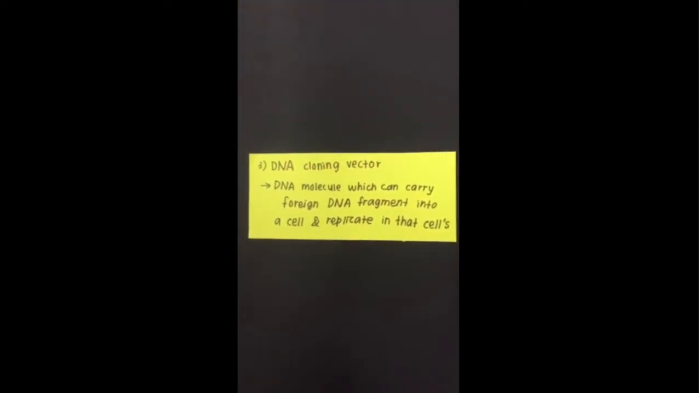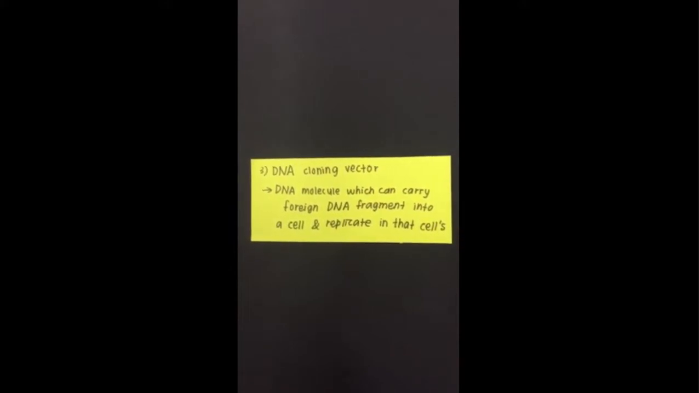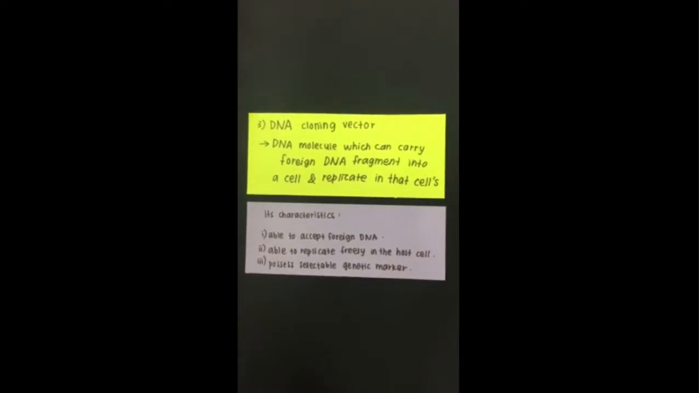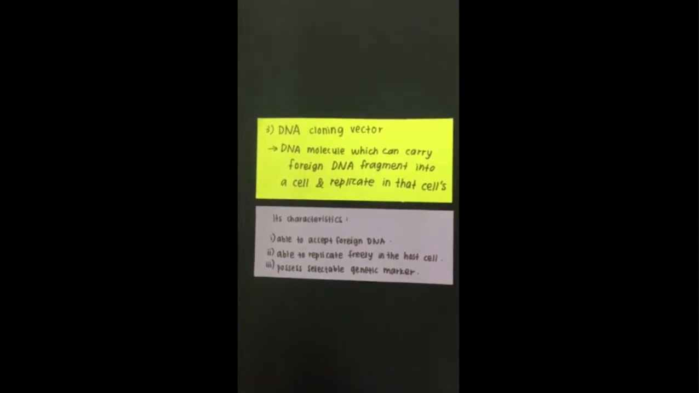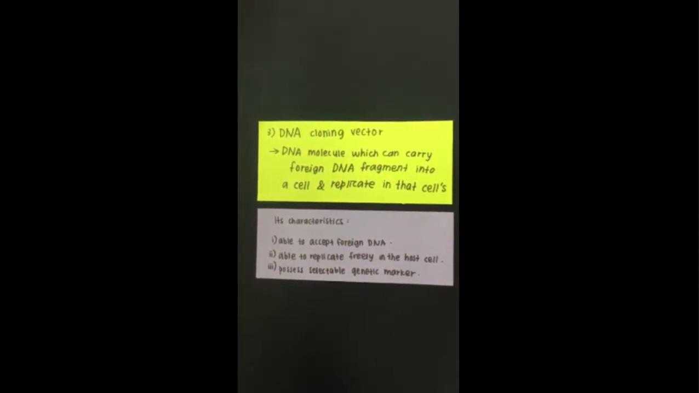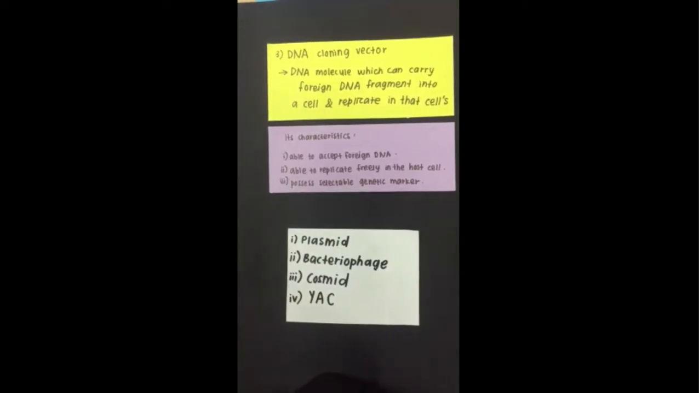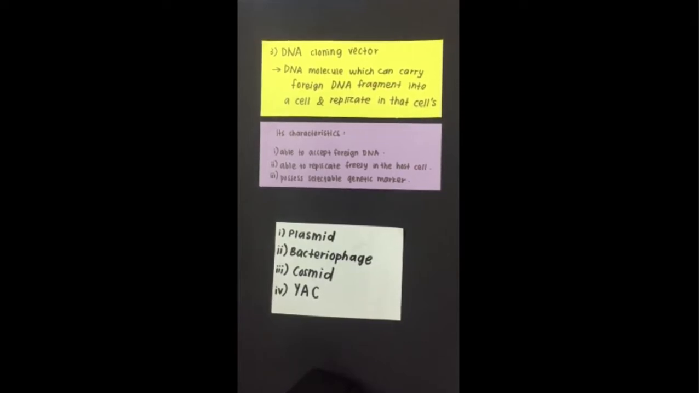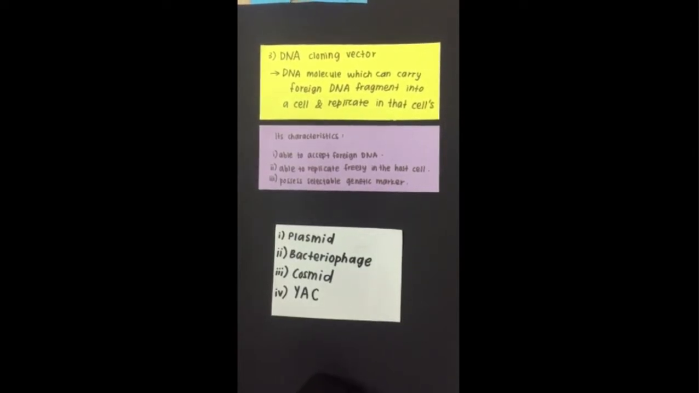The third tool of recombinant DNA is DNA cloning vector. It is a DNA molecule which can carry a foreign DNA fragment into a cell and replicate in that cell. The characteristics are: number 1, able to accept foreign DNA. Number 2, able to replicate freely in the host cell. Number 3, possess a selectable genetic marker. The examples of DNA cloning vector are plasmid, bacteriophage, cosmid, and YAC.